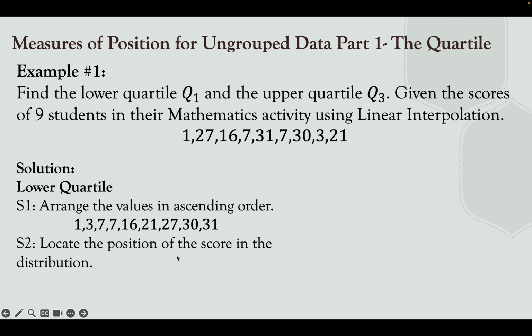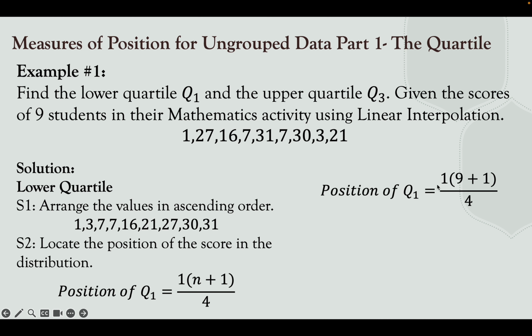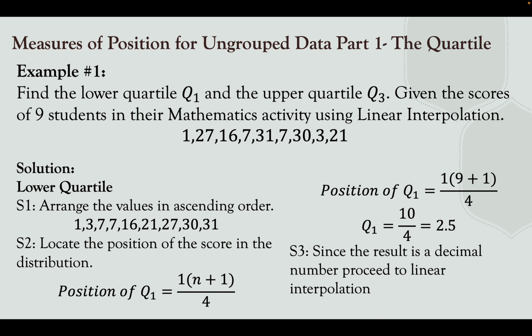So we have 1, 3, 7, 7, 16, 21, 27, 30, 31. Then locate the position of the score in the distribution using the formula 1 times n plus 1 over 4. Substitute the value of n, which is 9, since the total number of data in the set is 9. So 9 plus 1 times 1, we have 10. 10 divided by 4, we have 2.5. Since the result is a decimal number, let's proceed to linear interpolation.